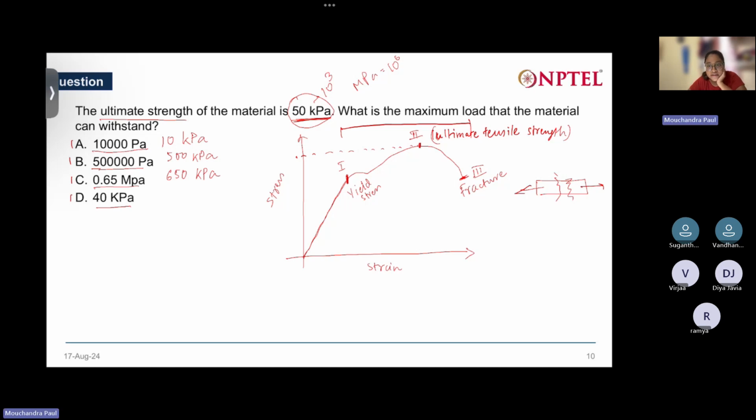Can the material withstand 600 kilopascal? Yes or no? Are you guys there? I totally understand if you're feeling hesitant. I request you to try, to think over the question and try to answer.